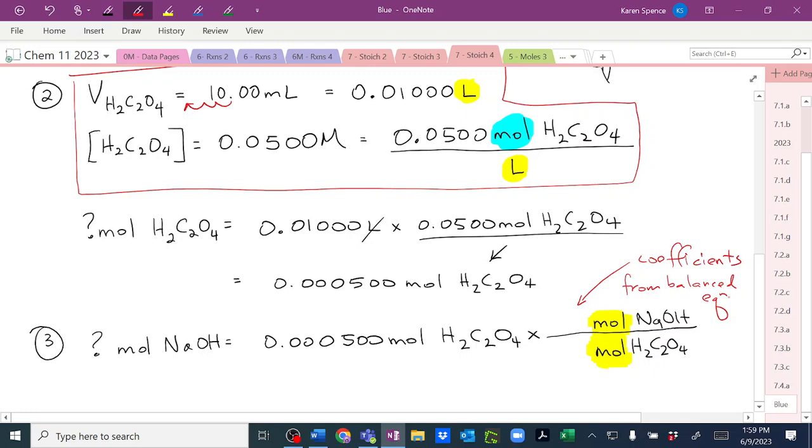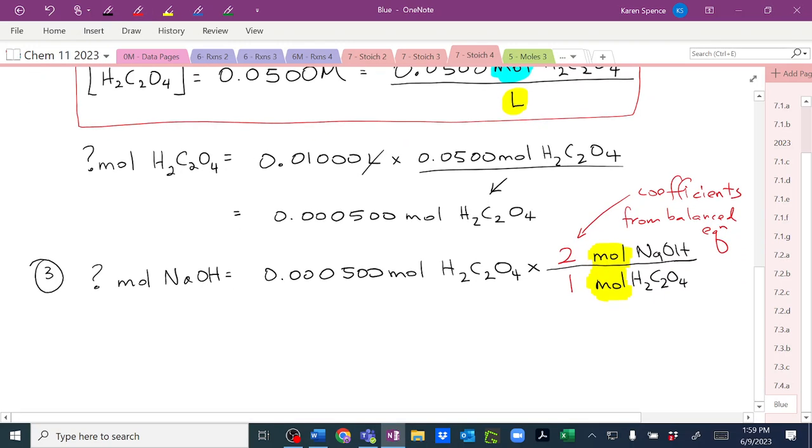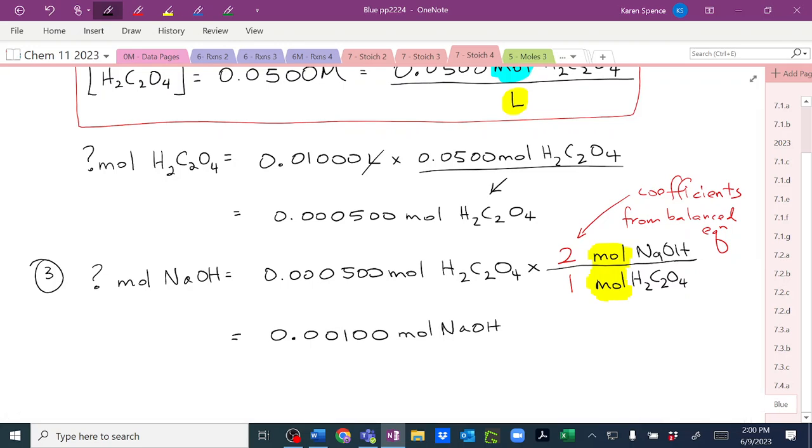Okay, so let's go to our balanced equation. It's on the board. For every one H2C2O4, we react 2 NaOHs. So for every one H2C2O4, we react 2 moles of NaOH, and we do our calculation, and we get 0.00100 moles NaOH. All right. So that was question 3.